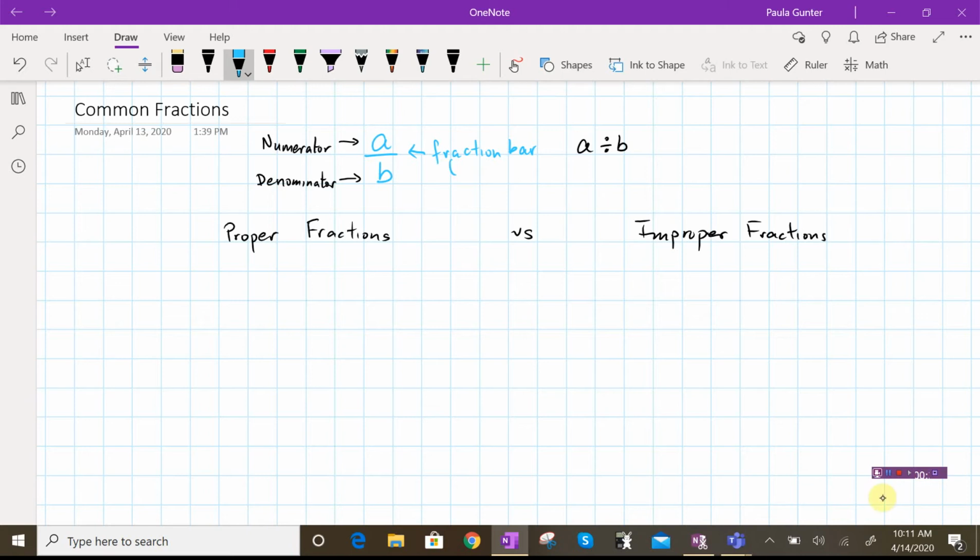And going back in older books, you will see that this fraction bar, or bars in general, are called a vinculum. That's an old Latin word.